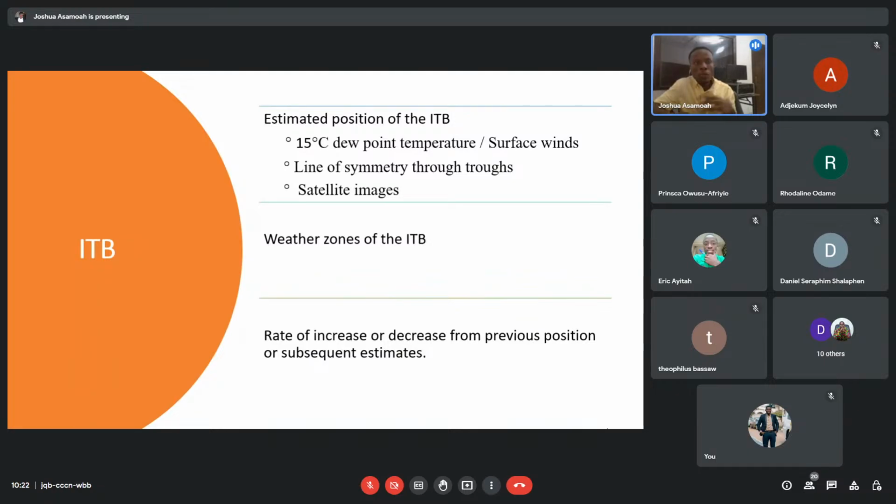So most of the time, to the north of the ITB, there's basically nothing happening there. There's very clear skies, very few clouds in the atmosphere over those areas.